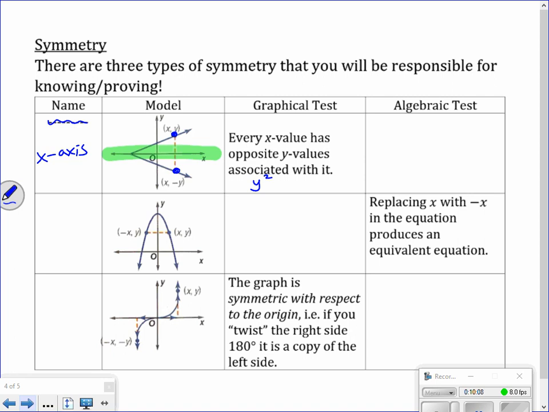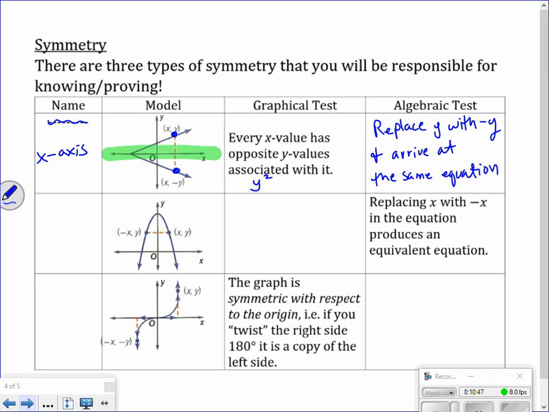All right, so an algebraic test for this. What you'd want to do is in your equation, if you can replace y with negative y, and you get the exact same equation, an equivalent equation, then you know you have x-axis symmetry. So replace y with negative y and arrive at the same equation. All right, so you'll see in some of the problems what we're talking about.